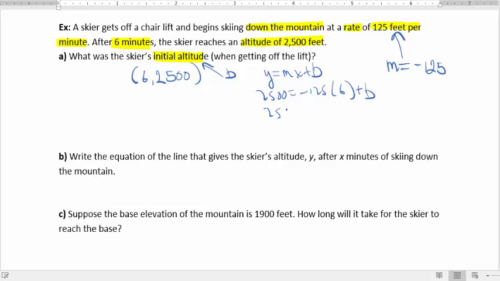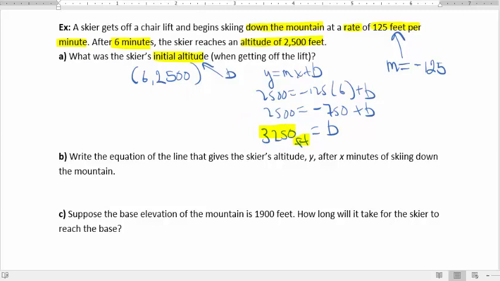So this is 2,500 equals negative 125 times 6. That's negative 750 plus b, and then we just add 750 on both sides. So we add 750 and we get 3,250. So the skier's initial altitude was 3,250 feet, right? Because it is an altitude. So we want to actually give the units.